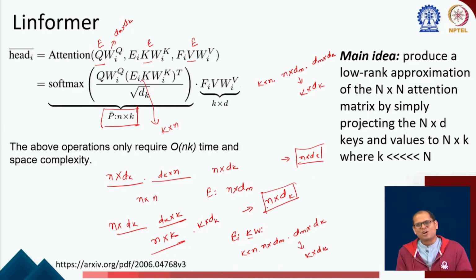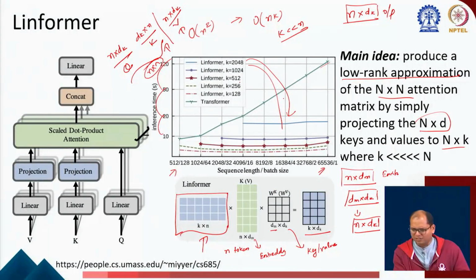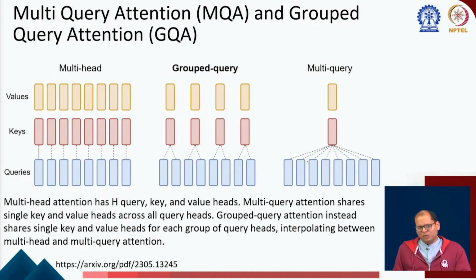So you are still able to get the output, but your effective computation reduces to n cross k rather than n square. So they are achieving it by having two extra projection matrices Ei and Fi, right. And this k they said was much smaller than n, as you can see also in this picture. This k is like 128 and so on, and effective sequence length can go up to 65,000 and so on. So they use a very small value of k for projection. Okay.